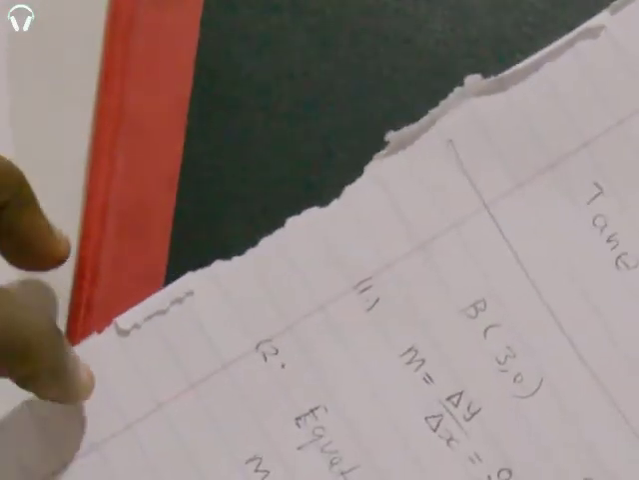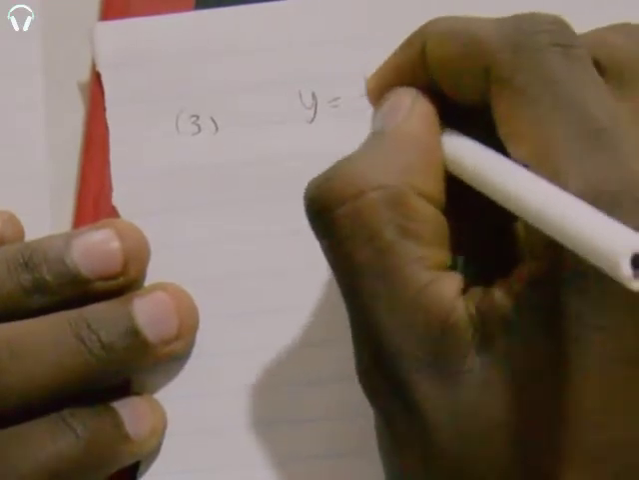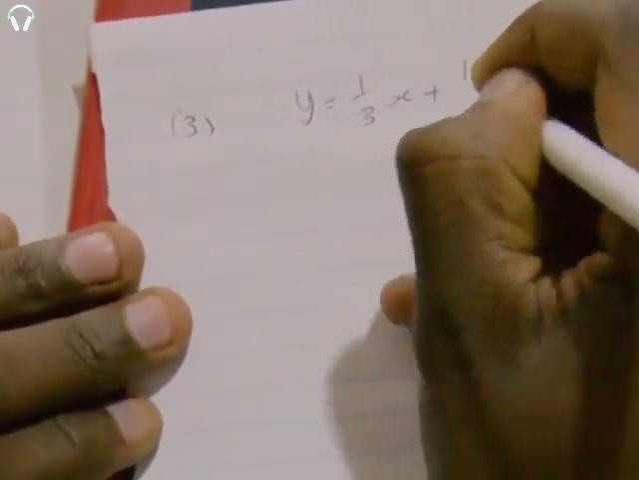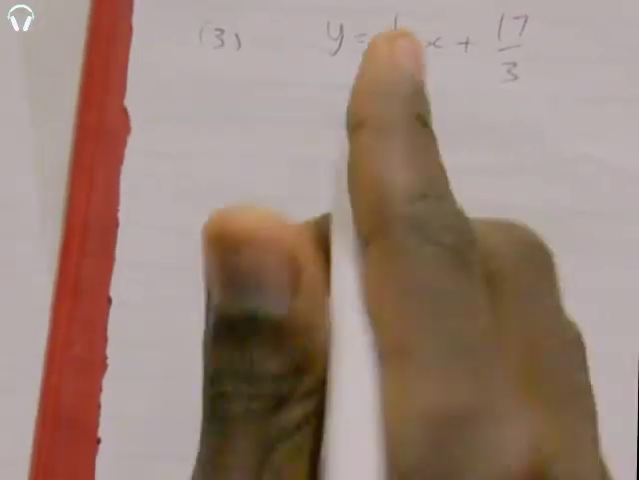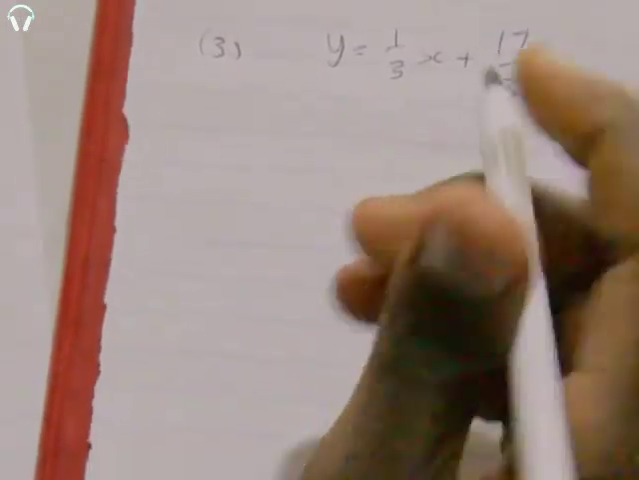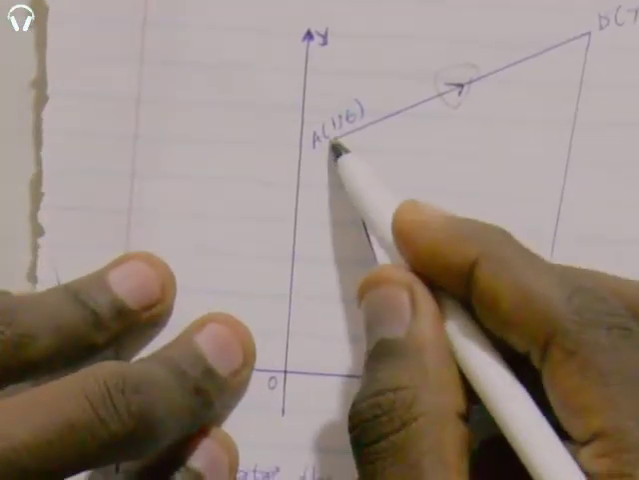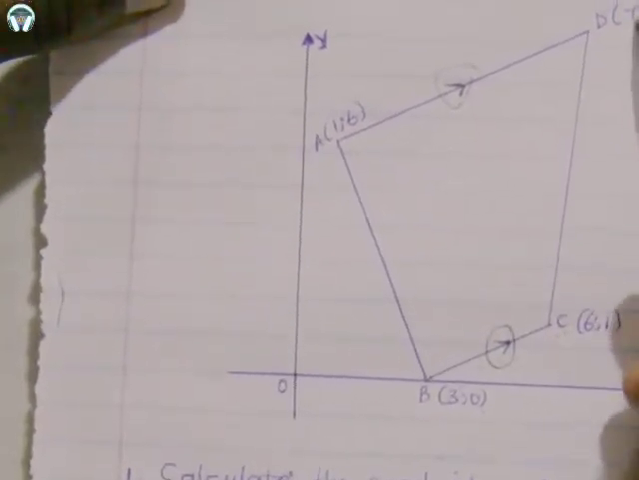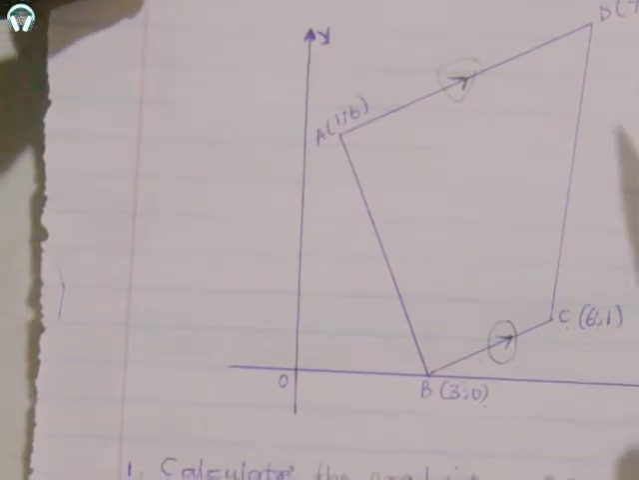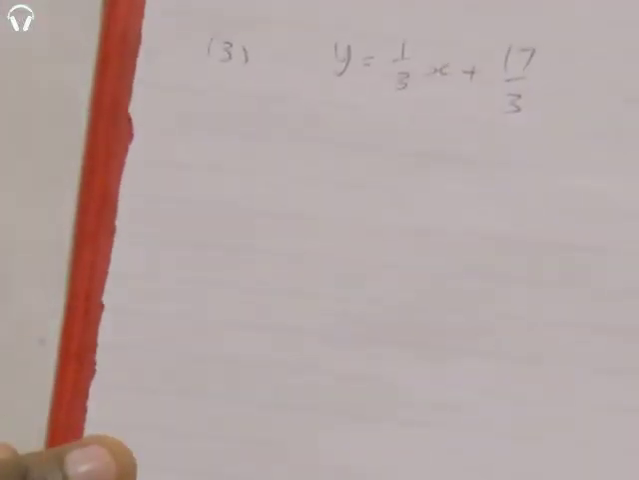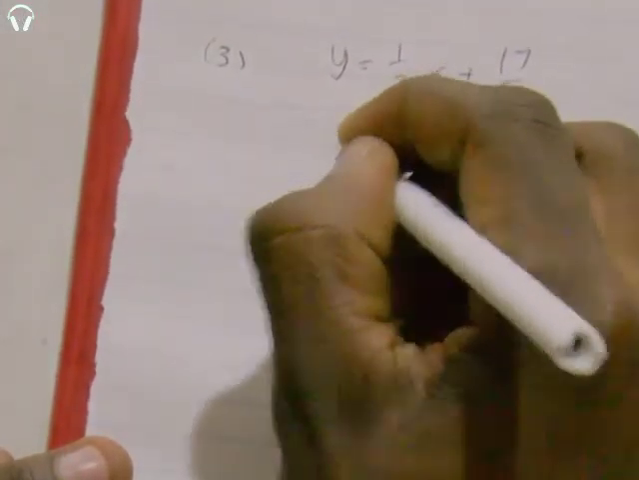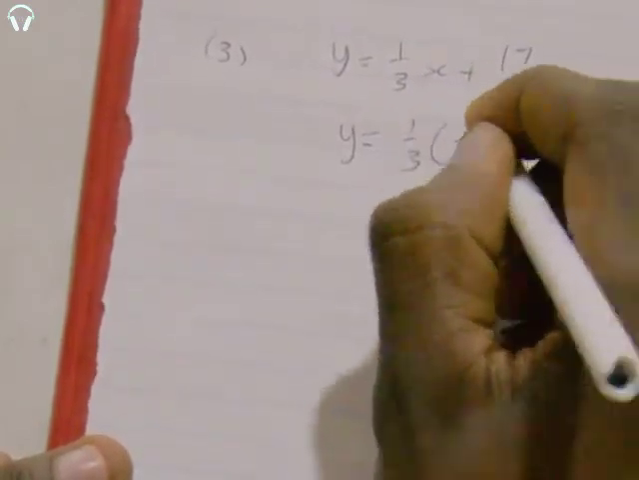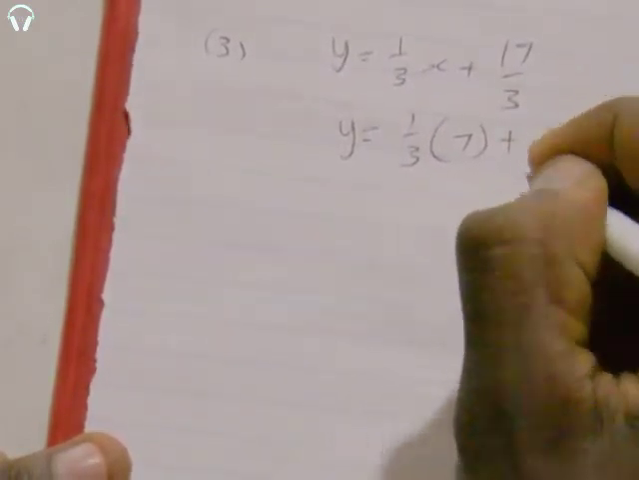Our equation was y equals 1 over 3 x plus 17 over 3. So this is the equation of the line AD, and we need the value of t. We have 7 as our x coordinate of point D. So we substitute 7 into the equation: 1 over 3 times 7 plus 17 over 3.